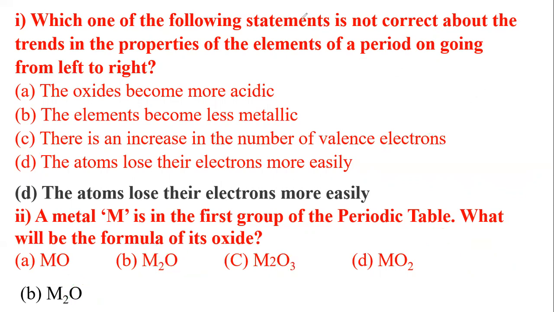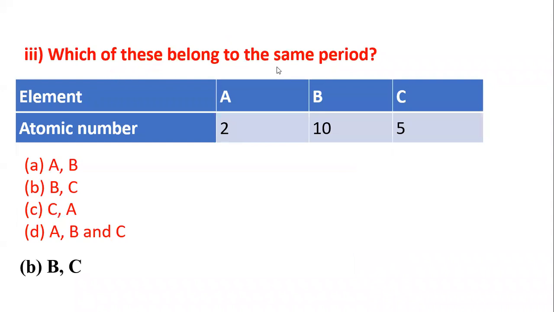Let's move to the next question. Which of these belong to the same period? Elements A, B, C are given with atomic numbers 2, 3, 2, 10, 5. You can see the first period has hydrogen and helium. Atomic number 1 is hydrogen, and atomic number 2 is helium. So these two are in the first period.